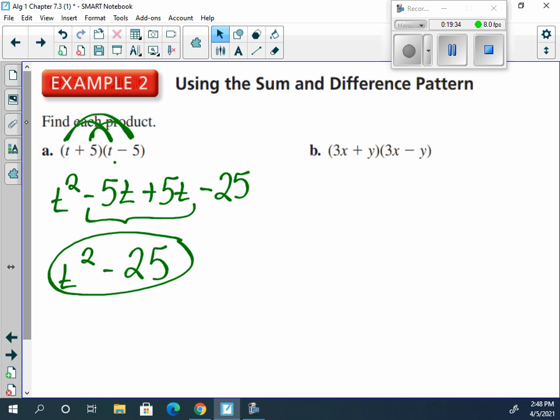Well, t squared, because t times t is t squared. Minus 5 times 5 is 25. Basically, if you were doing it easily, couldn't you just do t times t, which is t squared, and then 5 times 5, which is negative 25, which is exactly what you have?